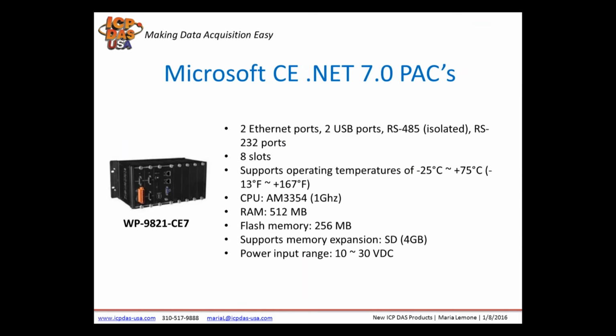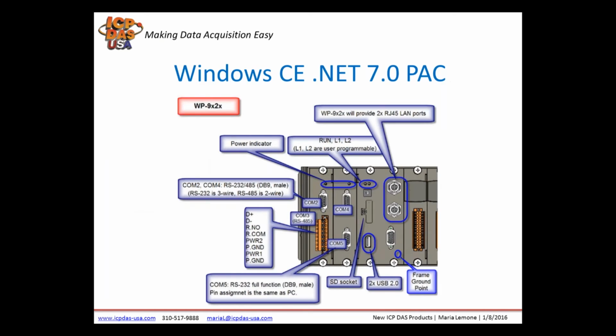Another Windows CE.NET 7.0 pack we provide is a Windpack product. The WP9821 is a rugged pack, and it has a AM3354 ARM CPU, dual gigabit Ethernet, 2 USB ports, VGA ports, an SD card slot, and redundant power inputs. In case one of the power supplies goes down, you could use the other one. Here's a closer look into the ports that the WP9821 has.